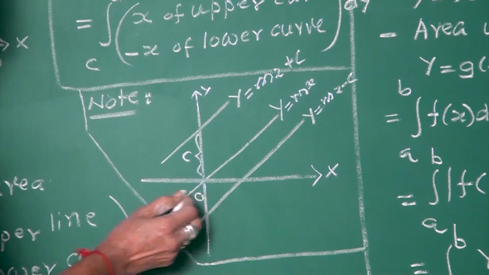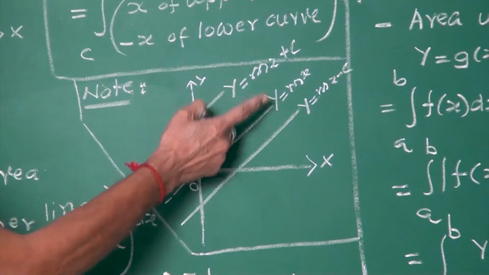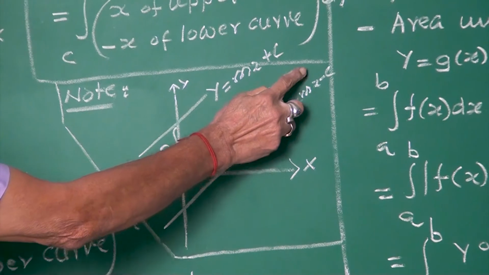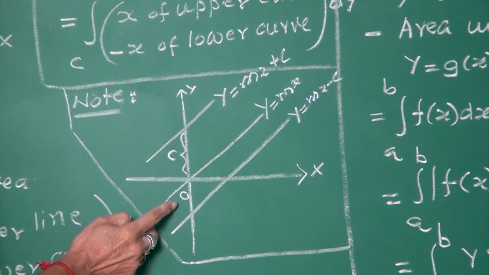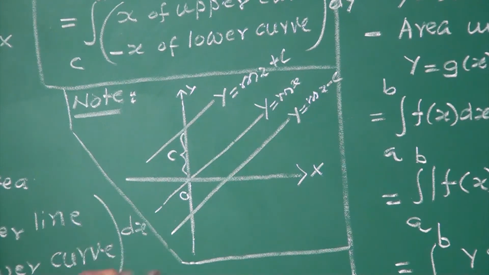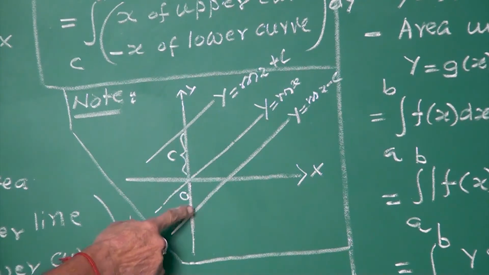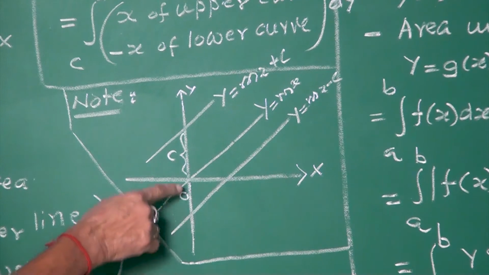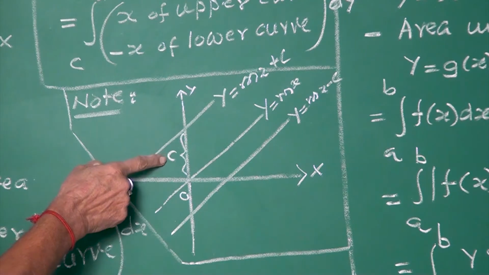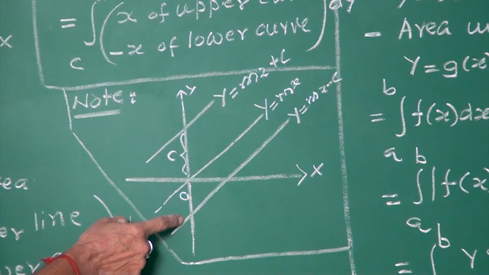If c is zero, then the line passes through the origin. Here there is no constant. If there is no constant, that line passes through the origin. If c is negative, it comes below the x-axis. It cuts what? Below the x-axis. Above, c is positive. Below, c is negative.